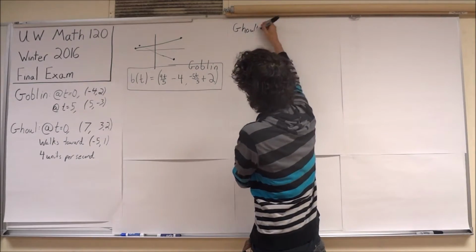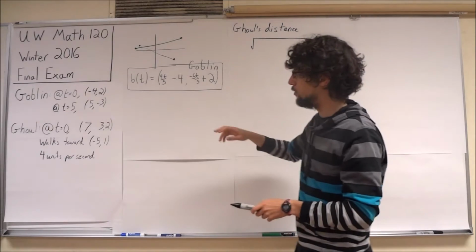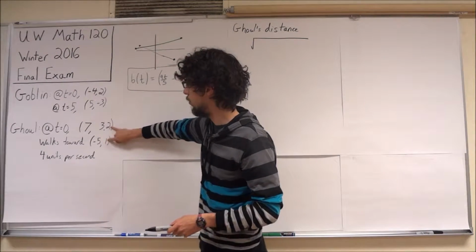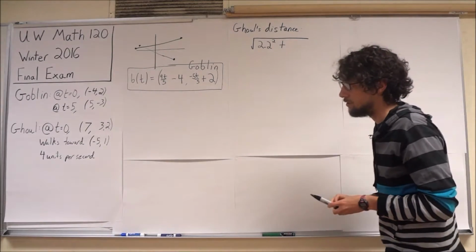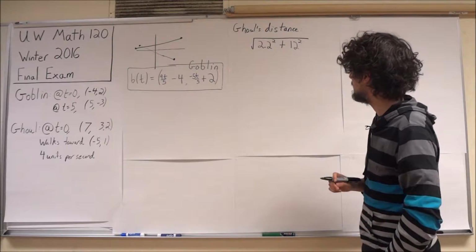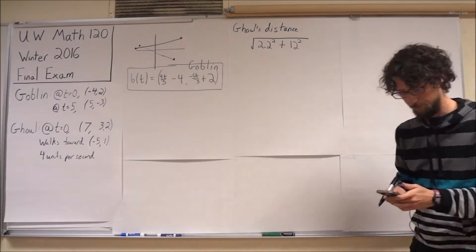So the difference in y values from here to here is 2.2. And the difference in x values is 12. So the ghoul's distance traveled, I'm going to grab a calculator.